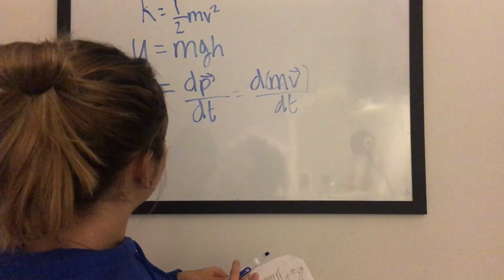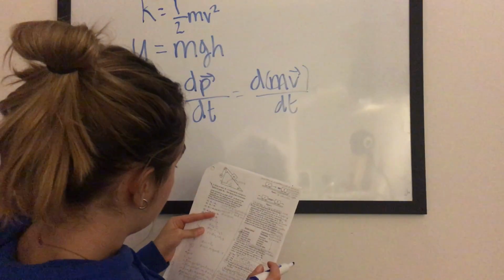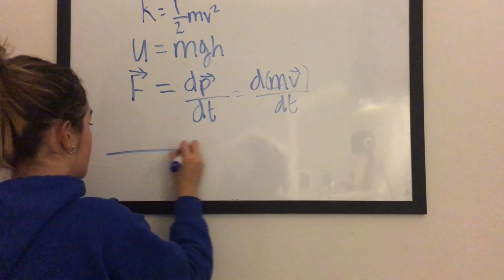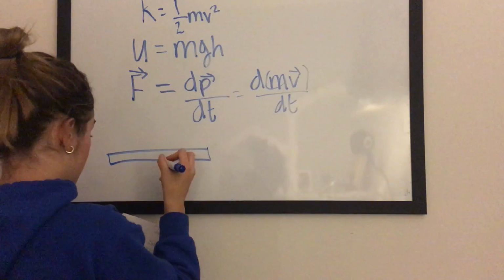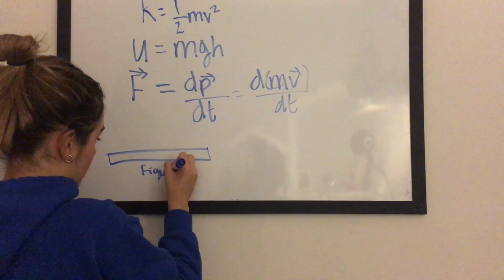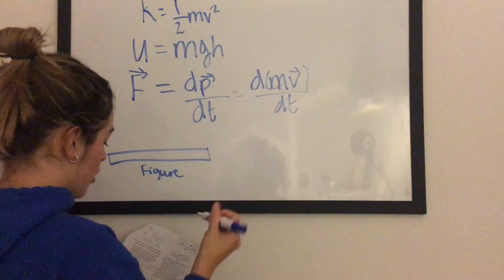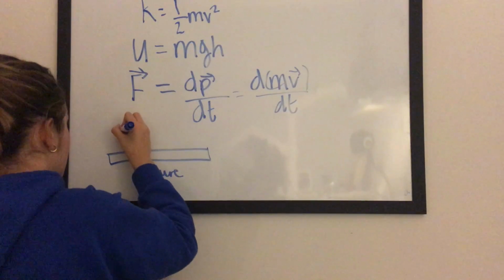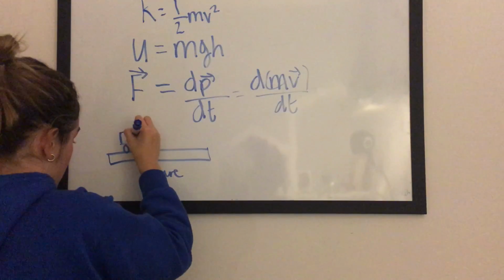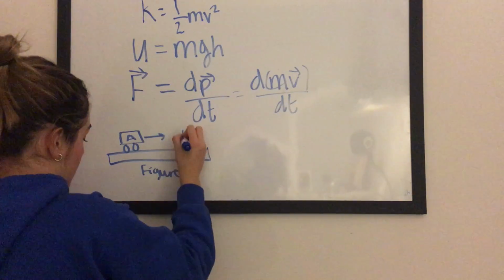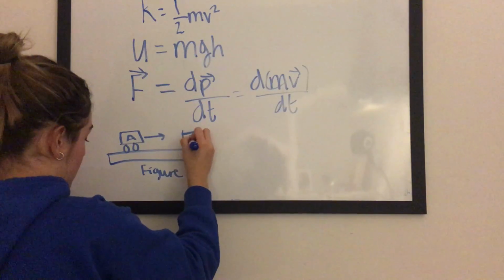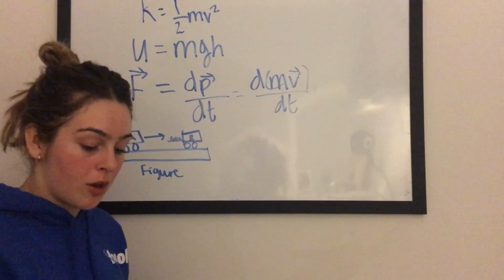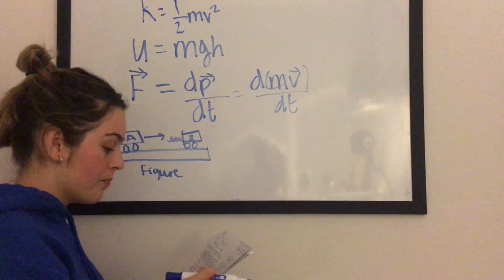I'll draw it over here. So we've got our surface here. This is going to be a diagram of figure 1. So cart A is approaching cart B, which is at rest, as shown in figure 1 above. Attached to cart B is a spring that is initially compressed, right there.